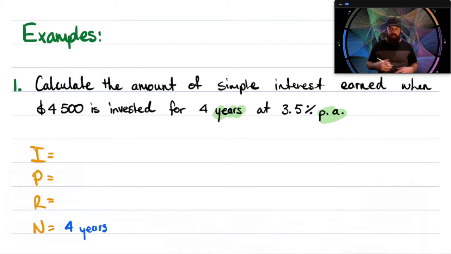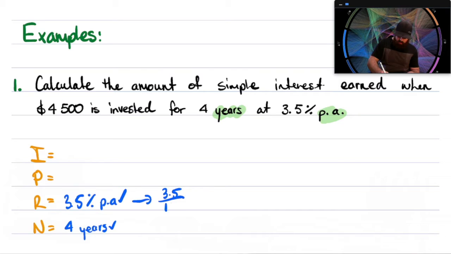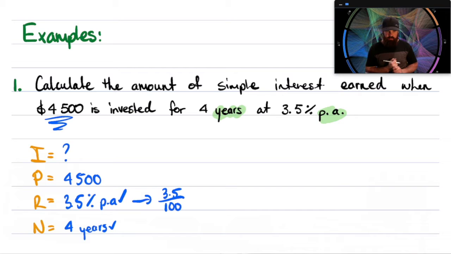All right, 4 years. Our R was 3.5% per annum. And remember that they're both in years, so we're happy. And 3.5% is 3.5 over 100. Now the principal is the amount of money that we've invested or put into the account, and we can see it's 4,500. And the interest, well, we've been asked to calculate the amount of simple interest, so we don't know it, it's what we're asked to find.